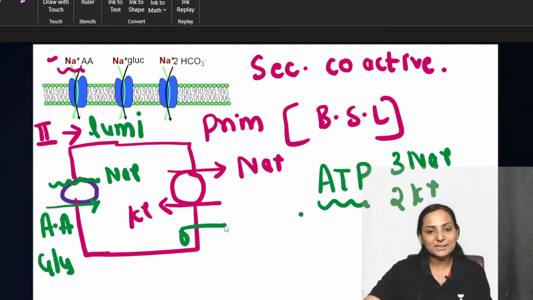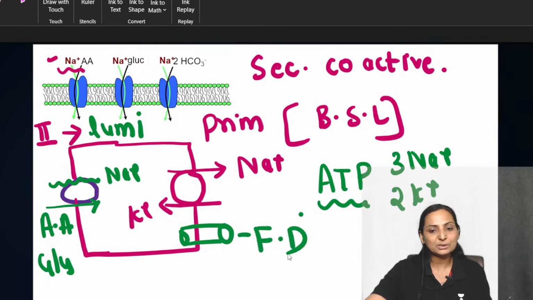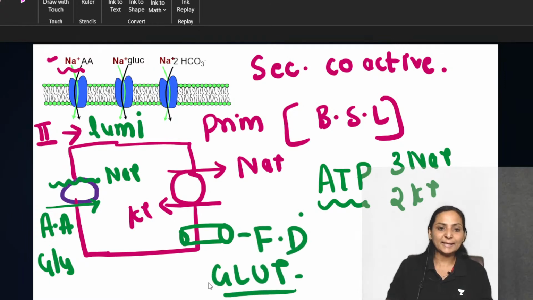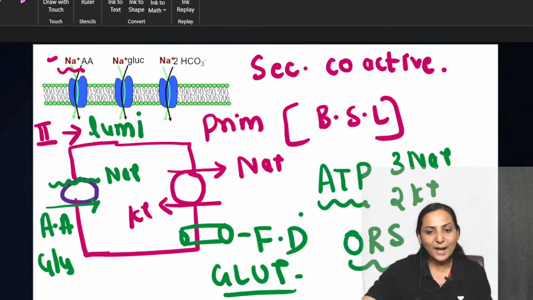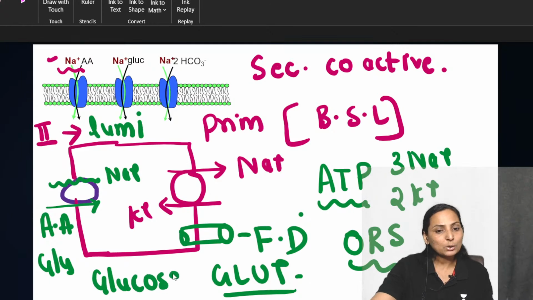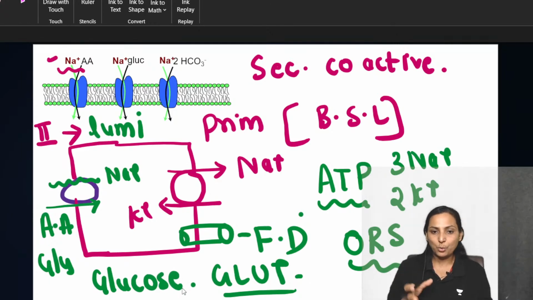And obviously here on the basolateral side you're going to get a facilitated diffusion. There's going to be the GLUTs, or there could be amino acid transporters. So primary is creating a gradient which is establishing energy in the form of this gradient for the secondary co-active transport. And therefore one of the important MCQs which you get: in the ORS, why do you add glucose? It is not only for taste. When you add glucose to ORS, it is going to enhance the reabsorption of sodium. Sodium is osmotically active, it will drag water, and whenever sodium is reabsorbed, there is going to be reabsorption of chloride, right?